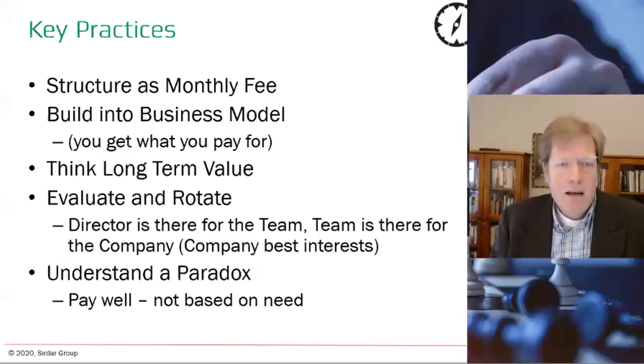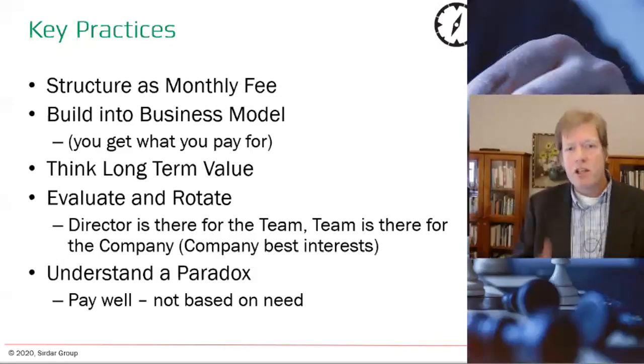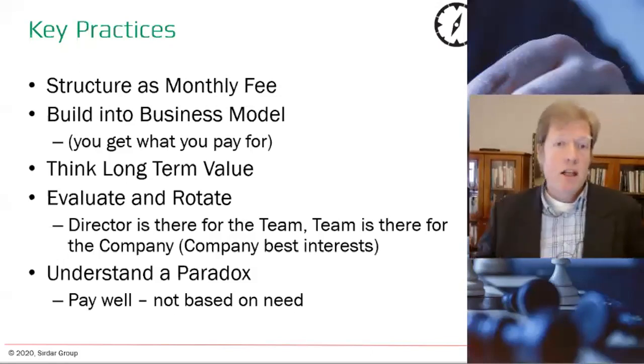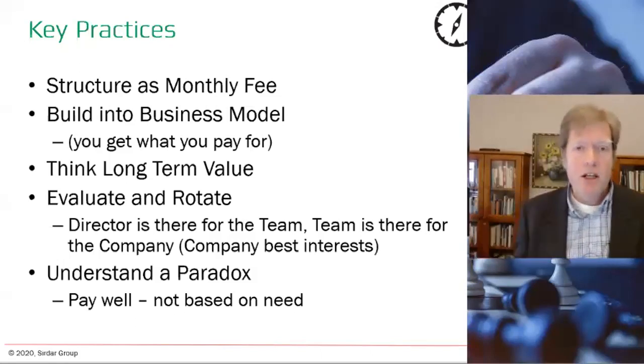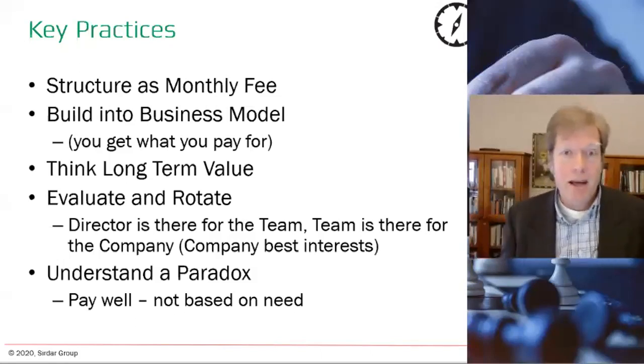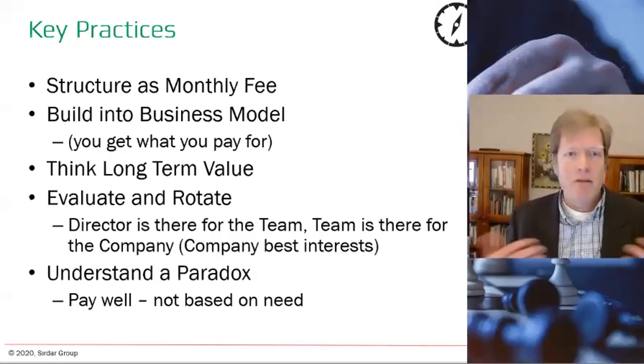Firstly, we also recommend quite strongly that whatever is paid is structured as a monthly fee, simply because the role of directors is continuous. It's actually a more continuous role in an organization than management, because directorship doesn't have office hours. And so structuring a monthly fee also helps smooth the costing and work it out on that basis. Build it into your business model.